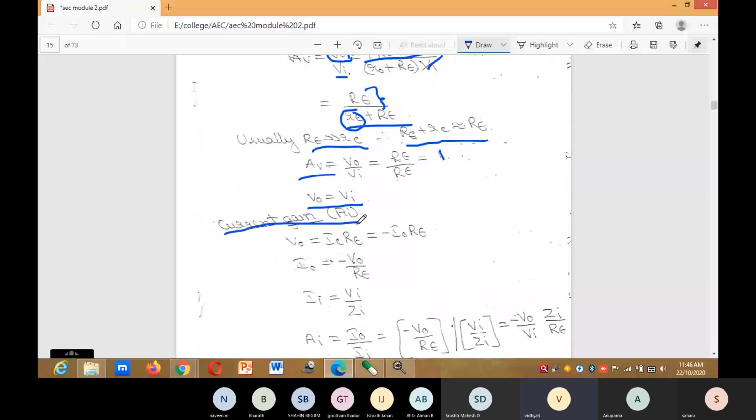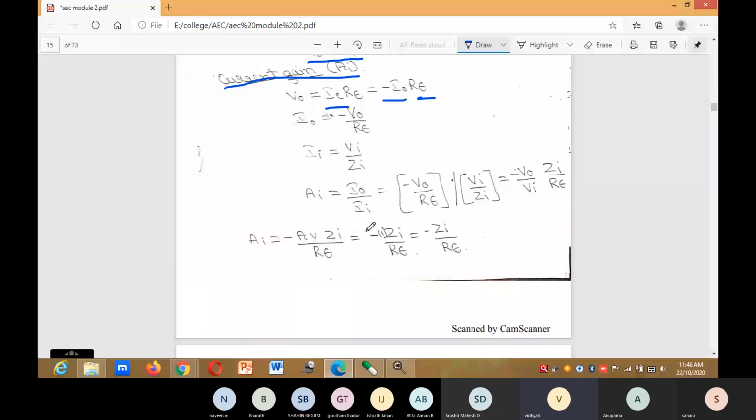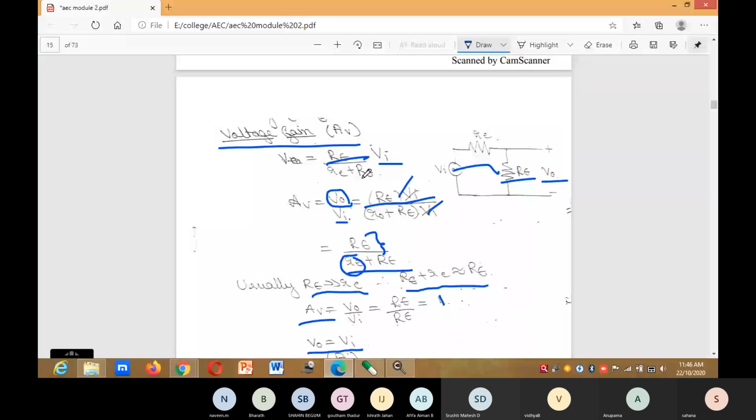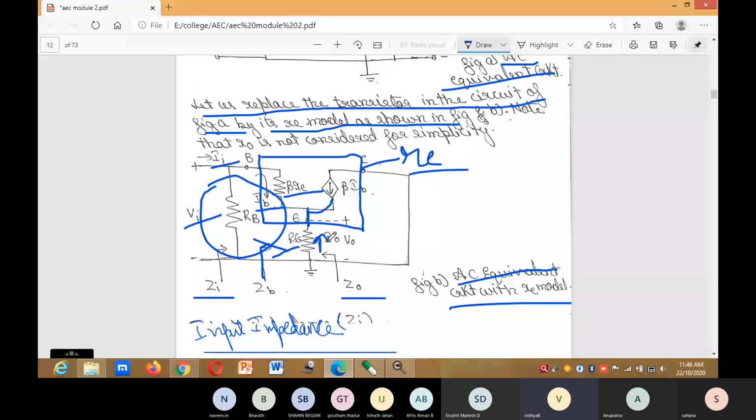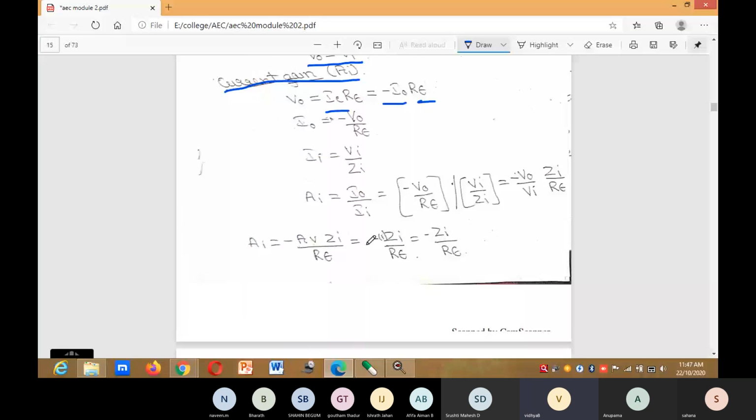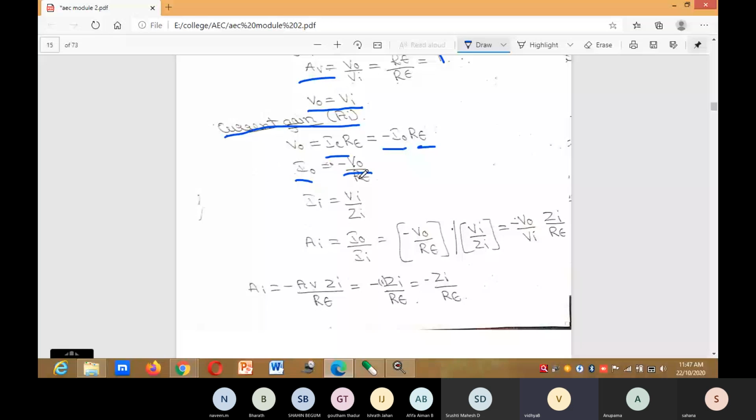Next, current gain AI. V0 is equal to IE into RE, which is equal to minus I0 into RE. In this condition, from the figure, IE is taken in the opposite direction to I0. You can observe the figure: I0 current flows like this, IE current flows like this, so they have taken it as minus I0 into RE. I0 is equal to minus V0 divided by capital RE.